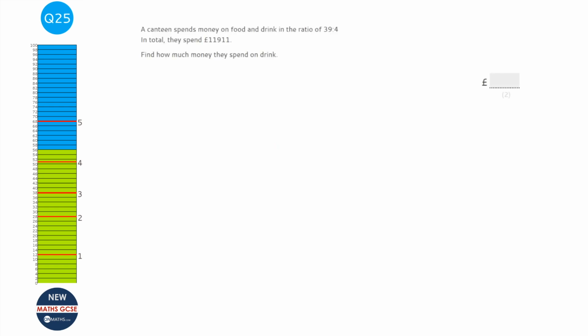Okay, so the numbers in this question seem a bit daunting, but the process is always the same with this type of question in ratios. The first thing you've got to realise is, are you given a total amount or are you given an amount of food or an amount of drink? Well, it says in total they spend that amount, so it's a total amount. So step one is to work out how many parts you have altogether.